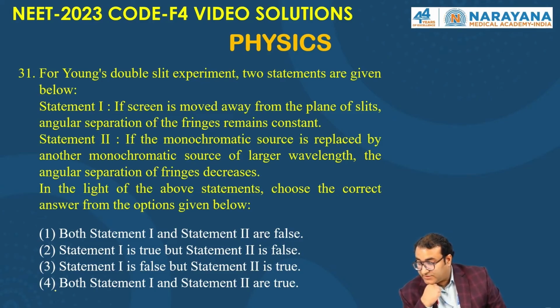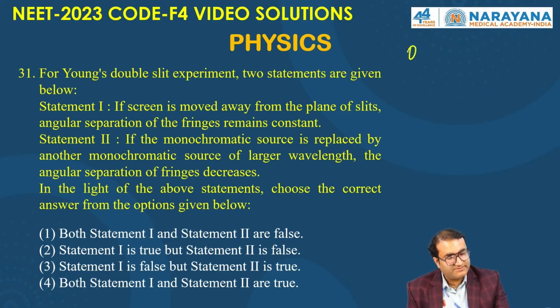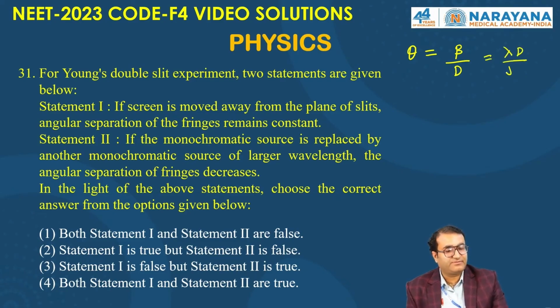In a Young double slit experiment, two statements are given. If the screen is moved away from the plane of the slit, angular separation of the fringes. Angular separation, we have a formula: fringe width by capital D. So it is basically lambda capital D by small d into capital D. It is independent of the distance, angular width. So this option is correct.